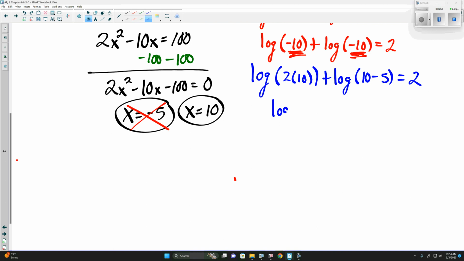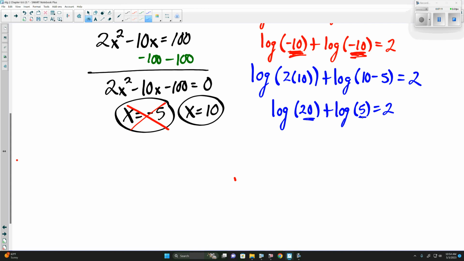And now if we simplify it, we'd have log of 20 is equal to 2. Guys, let's keep the volume down. Let's focus up here. Now, in both spots, log of 20 is positive and not 0. 5 is positive and not 0.